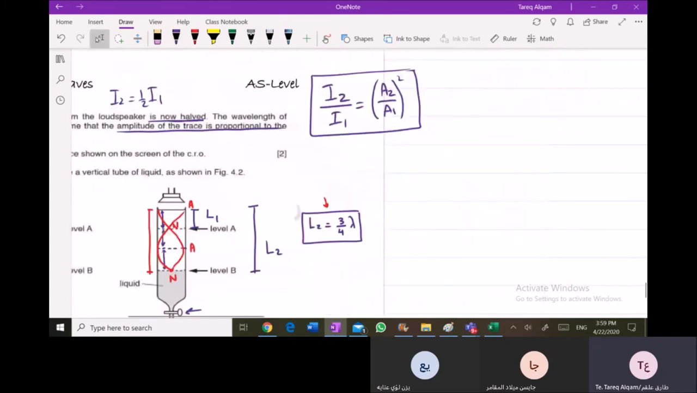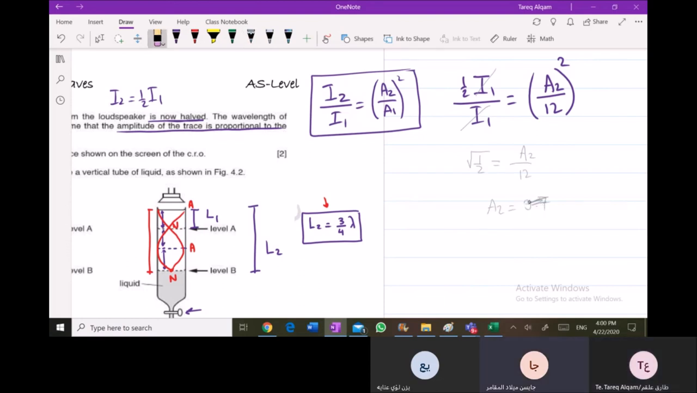So what I have to do: I2 is half I1. Substitute: I2 over I1 equals A2 over A1, squared, and I1 cancels out. If I take the square root of both sides, I get 8.4. So the second amplitude is approximately 8.4.